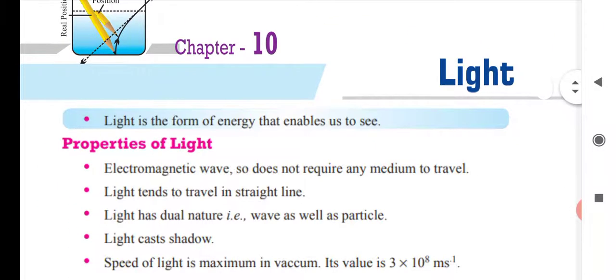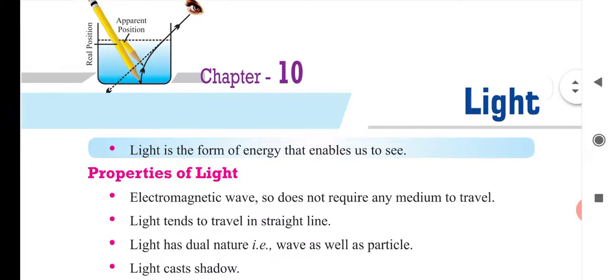You know light is an electromagnetic wave, so it does not require any medium to travel. What is an electromagnetic wave? As you have studied in the previous 9th standard, sound requires some medium to travel, like air, or solid, liquid or gas to pass through. Whereas light does not require any material medium for its propagation.